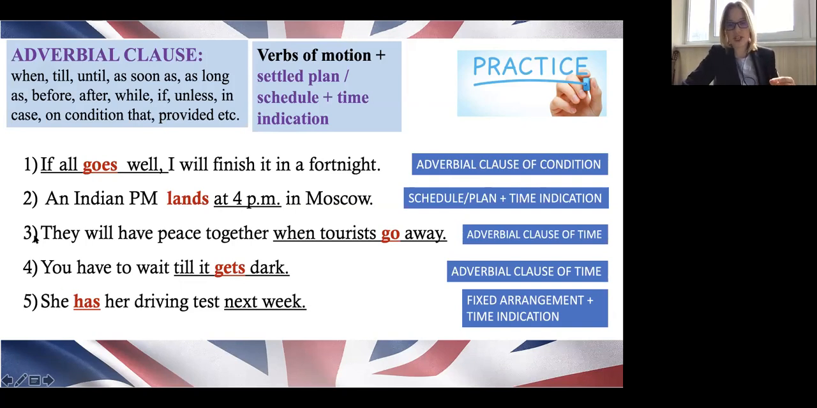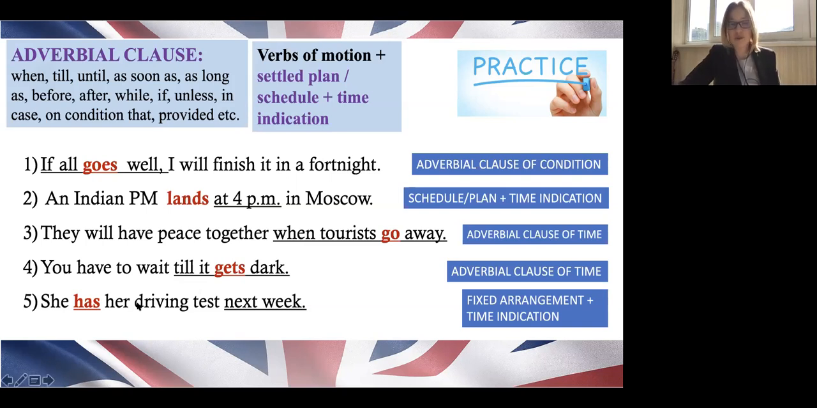Moreover, in example number 3, we speak about the subordinate adverbial clause of time. Why exactly? Let's ask a question. They will have peace together when tourists go away. So it's definitely about time, because we asked the question when. And moreover, we have here the conjunction when. It connects 2 parts of the sentence. That's why we use the present indefinite tense and not the future indefinite one. In example number 4, same situation. We have the subordinate adverbial clause of time, because we need to wait when, till it gets dark.